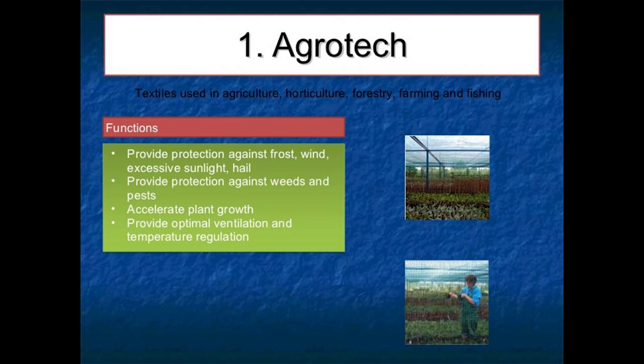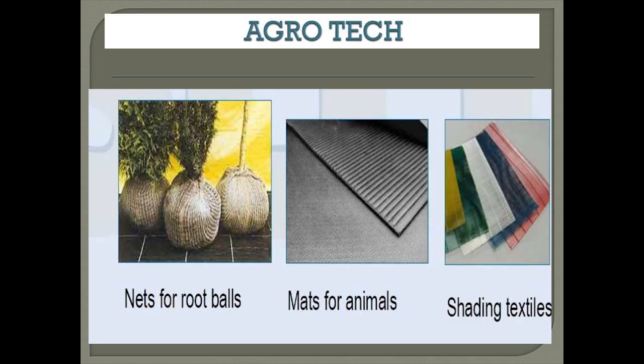So here I have given the pictures of agrotech products, which will help in getting better yield. Here we can see the nets for root balls, a kind of agrotech product, and mats for animals, and then shading textiles that we are using in the agricultural field.